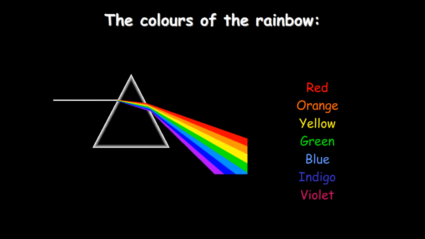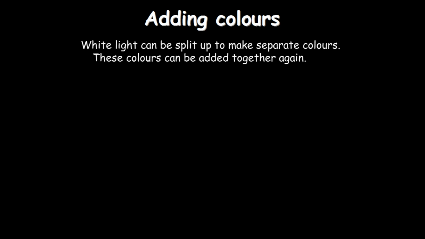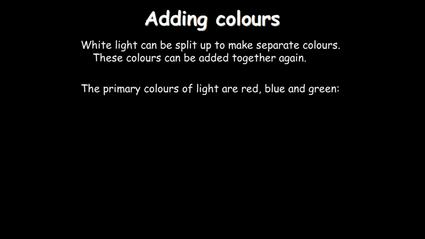This is how a rainbow is formed. The colors of the rainbow are red, orange, yellow, green, blue, indigo, violet. These are the color patterns. If we pass white light through a prism, this pattern is visible because the colors of light get separated. White light can be split up to make separate colors. These colors can be added together again. We can add these colors together.